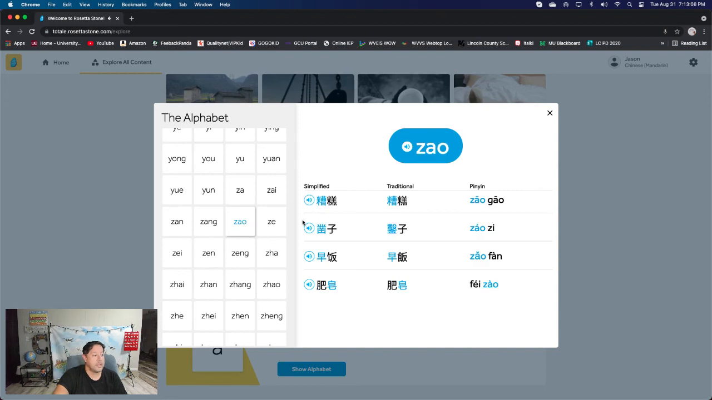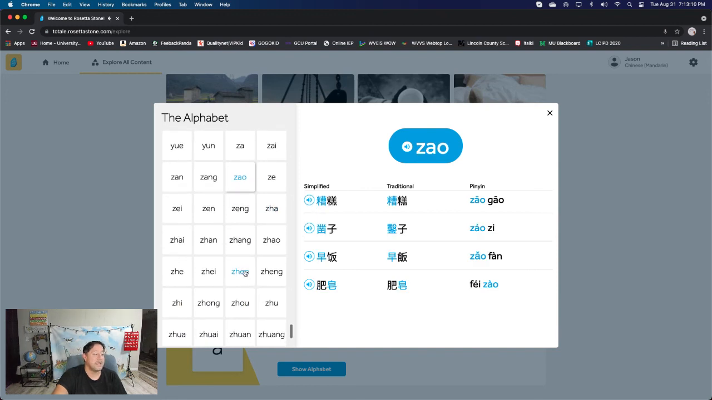糟糕 Zhao Gao. ZHs are kind of awkward as well. Let me try the easiest one. 扎 Jia, 扎实 Jia Xie, 炸 Jia, 炸开 Jia Ge, 栅栏 Jia Lan.